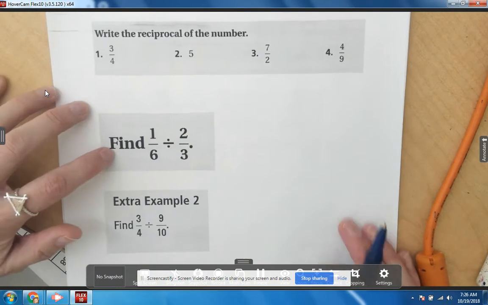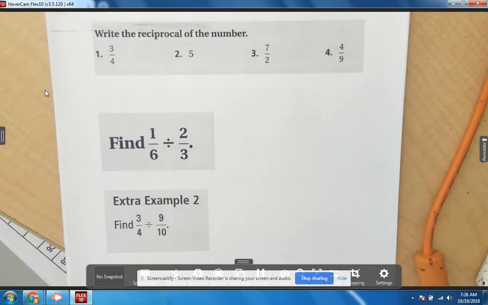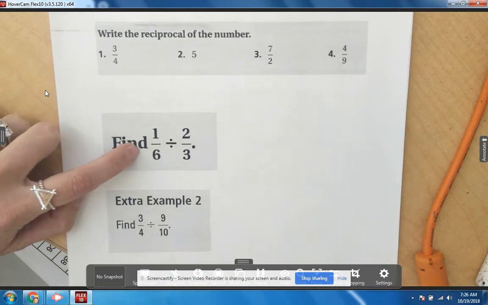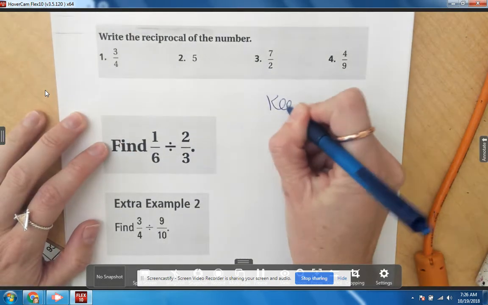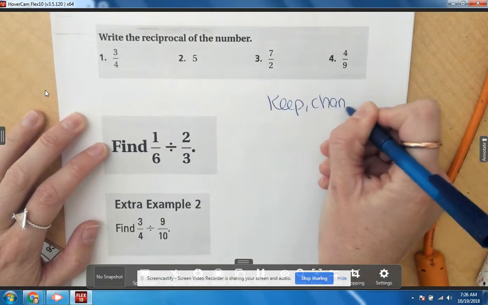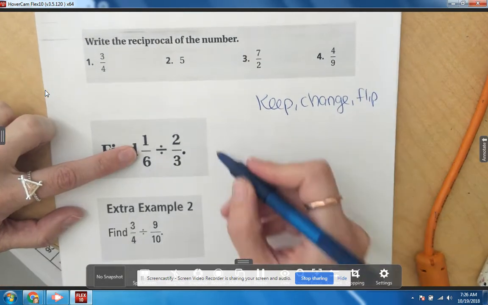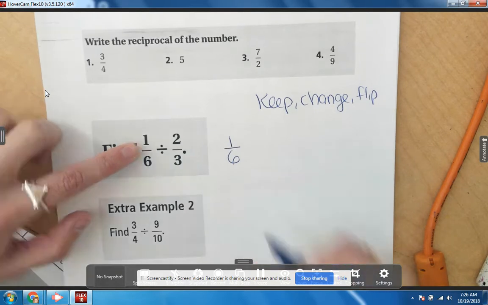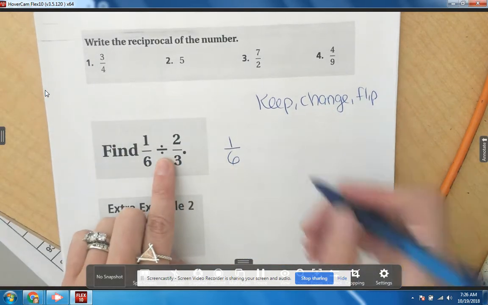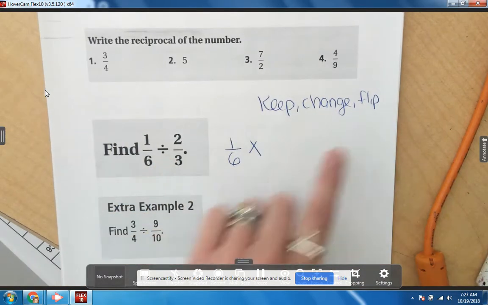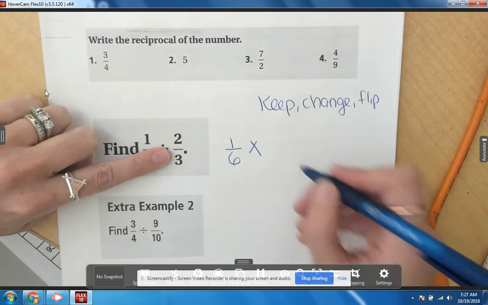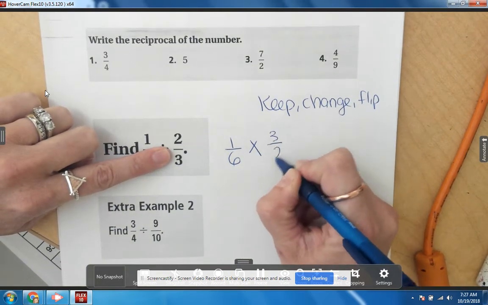Okay, now we're going to try finding the quotient of 1/6 divided by 2/3. I want you to just watch this first example. So we're going to do keep, change, flip, and I'll show you what that means. Keep means keep the first fraction exactly how it looks. Change means change your division symbol to a multiplication sign. Flip means flip over the second fraction. So instead of 2/3, 3/2.